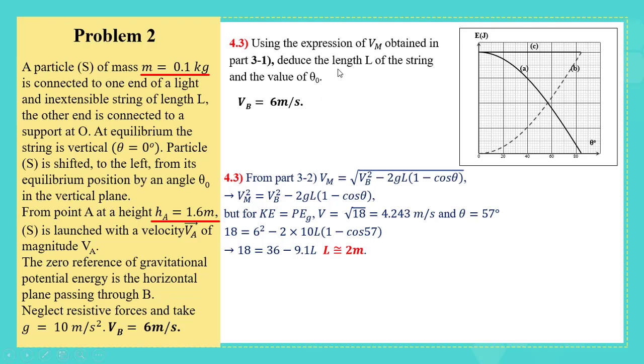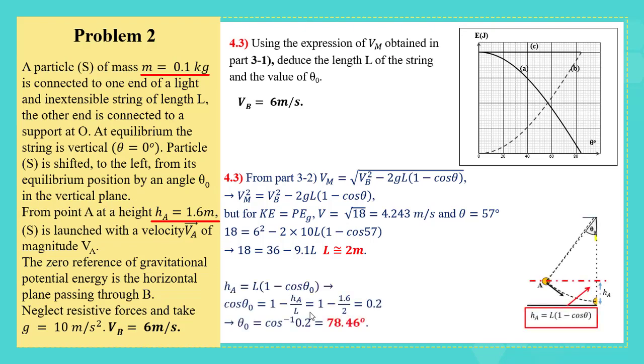To find theta 0, the initial angle at position A, we should use VA in this case. At A, the height is L into 1 minus cosine theta 0. How? It is L minus this adjacent, and the adjacent is L cosine theta. HA equals L into 1 minus cosine theta 0 at point A.